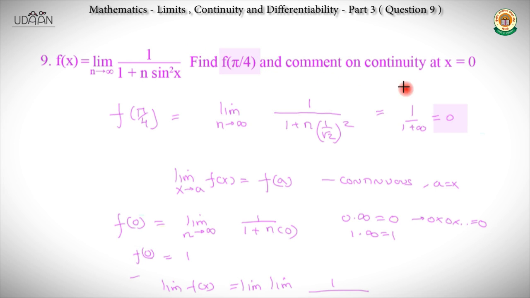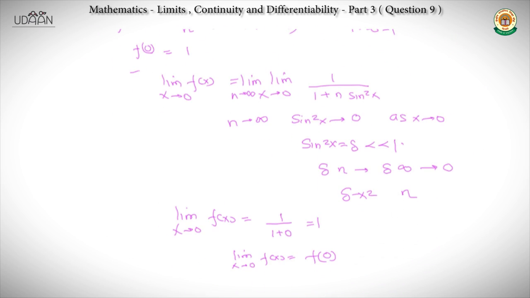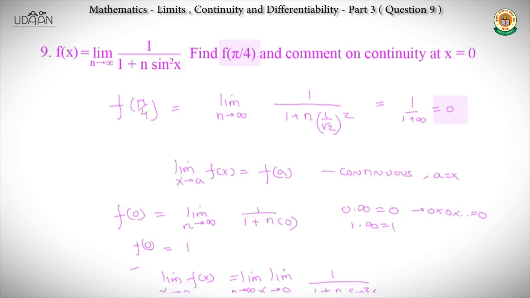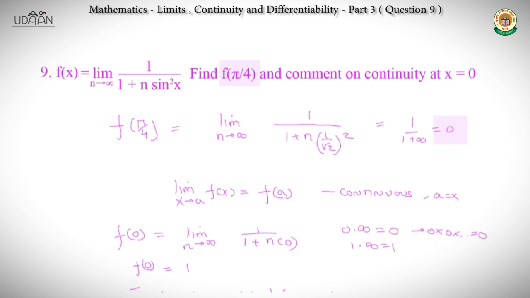And the second part was for us to comment on the continuity of the function at x equals 0. And after a lot of deductions and assessments, we found out that limit of x tending to 0 f of x is equal to f of 0. And what does that mean? That means that f of x is definitely continuous at x equals 0. Exactly. Right. So this was question number 9.